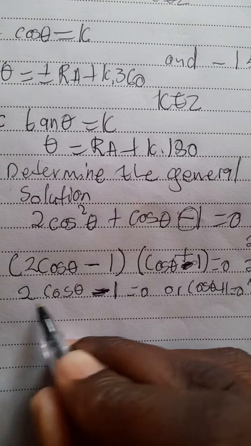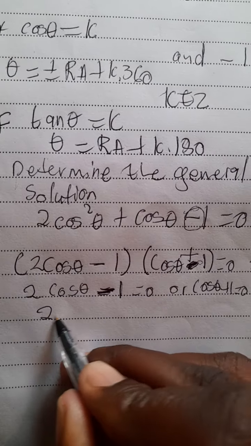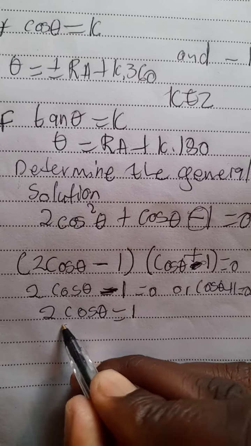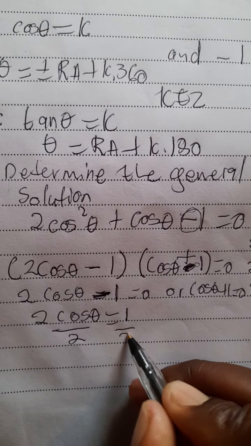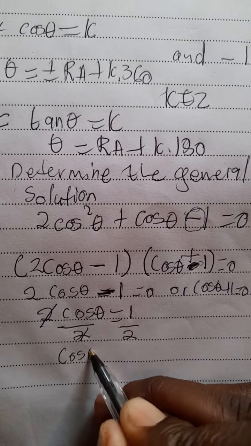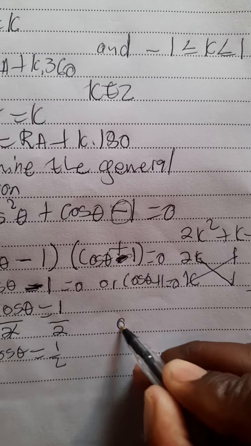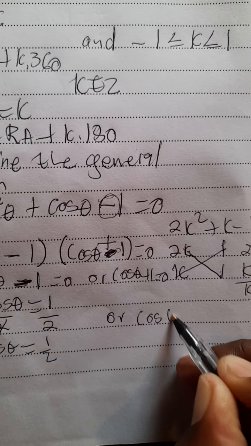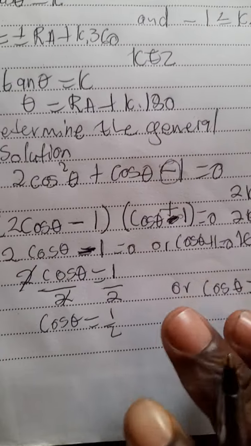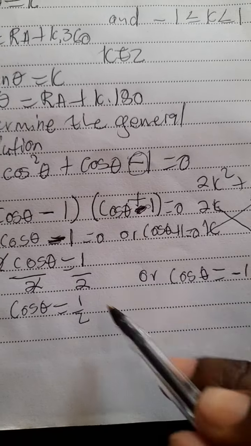Then to make cos theta the subject, let's transpose -1. So we are going to have 2 cos theta equals 1, then divide both sides by 2. The 2s cancel, and we're left with cos theta equals half. Or, similarly, here we have cos theta equals -1.